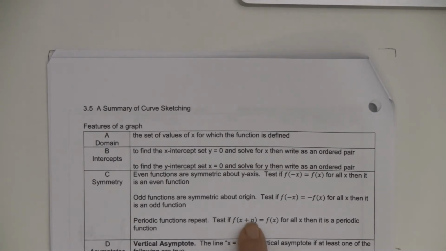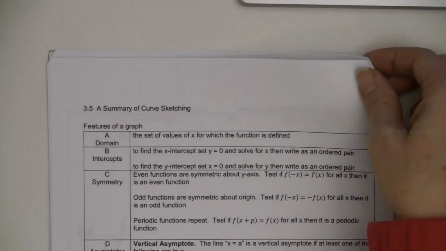Those are symmetric if, and this is your period, so for sine the period's 2 pi, and for tangent the period's pi. If f of x plus your period equals f of x, then you know it's a periodic function.